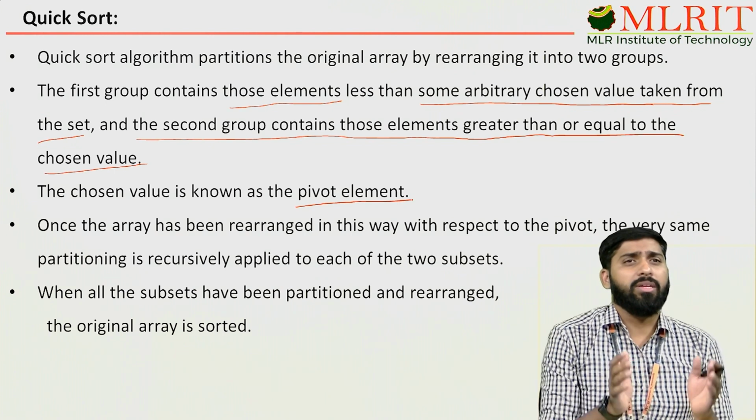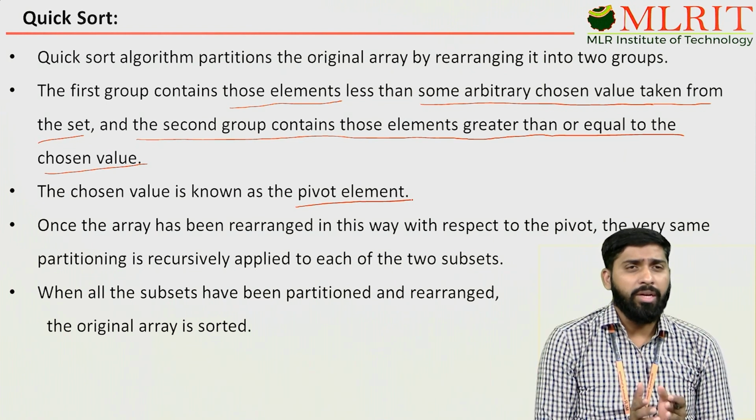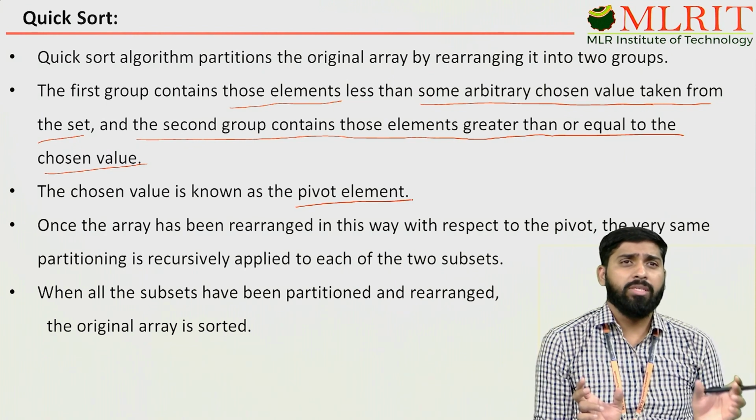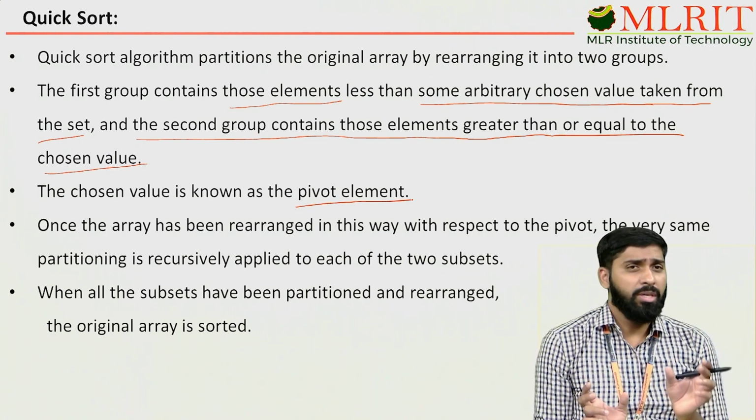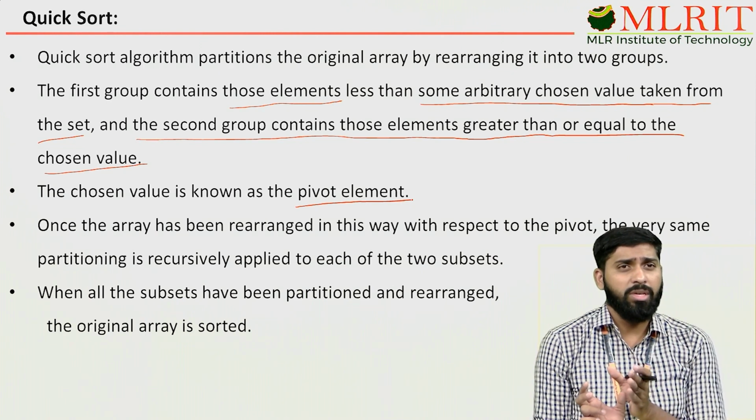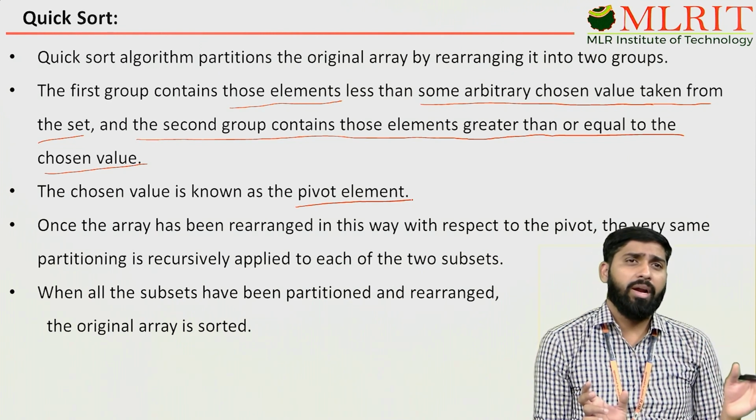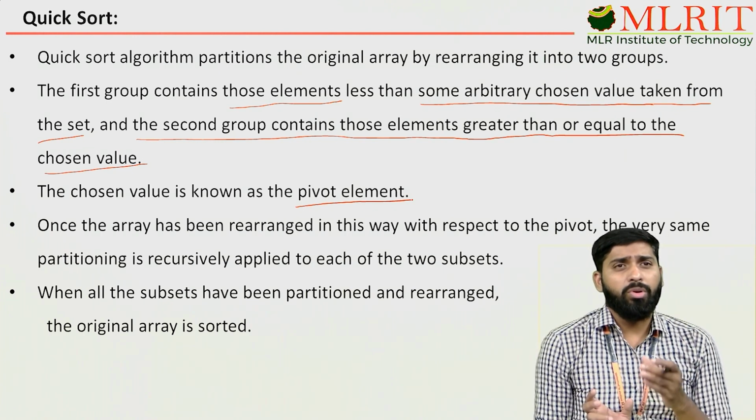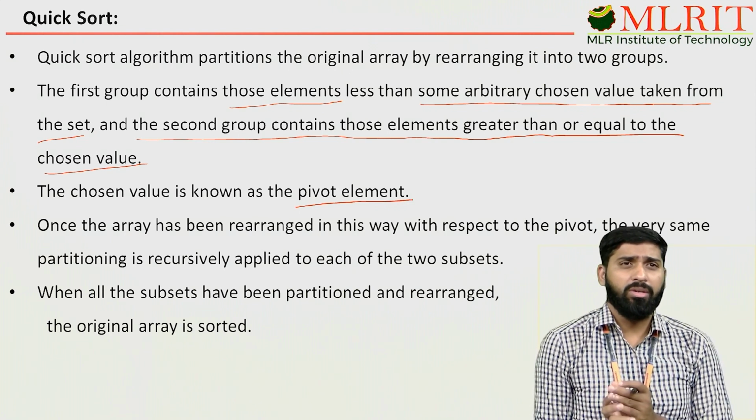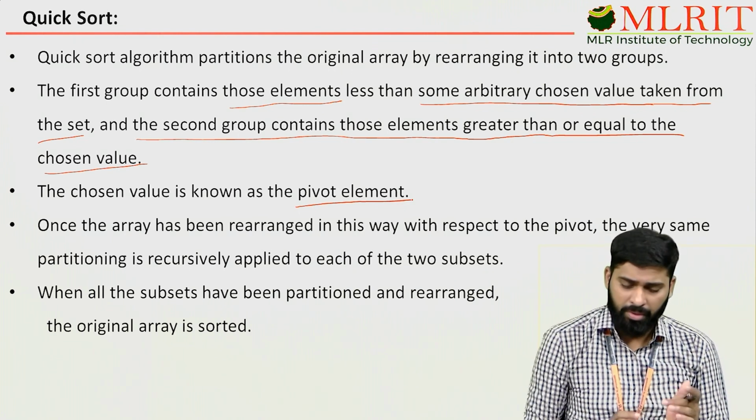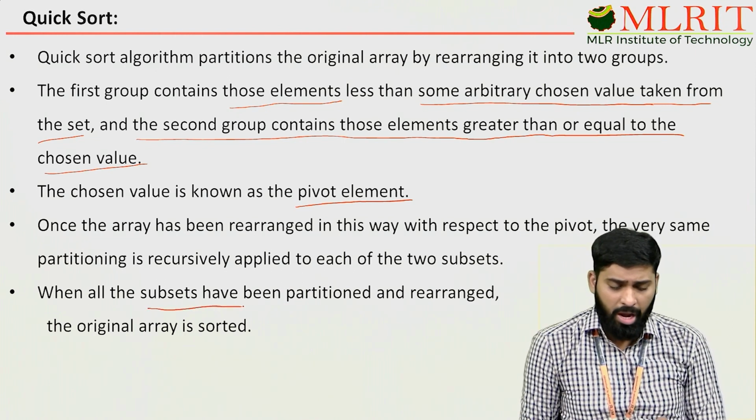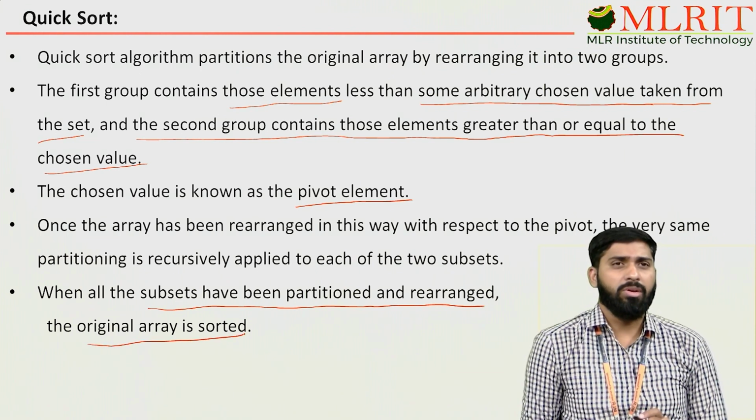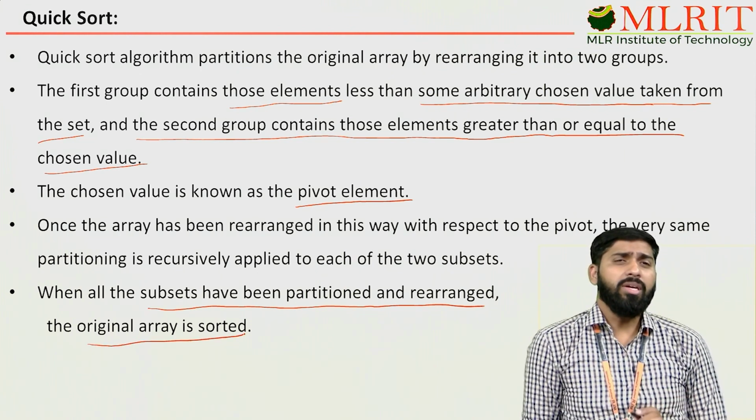What does it mean? There is an array. Now the array is divided into two parts, left and right, and you place the pivot value in the correct position. All the values less than the pivot are stored on the left side and all the greater values are stored on the right side. Now the same algorithm you recursively apply to each part. Okay, that is the concept of quicksort. When all the subsets have been partitioned and rearranged, the original array is sorted. Now the array will be in sorted format.